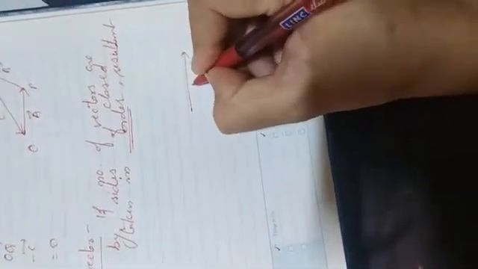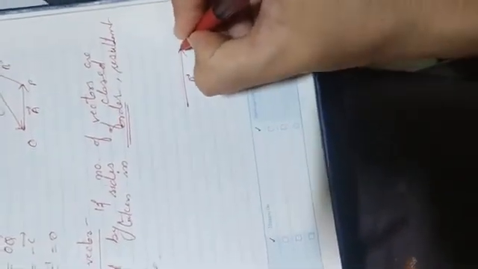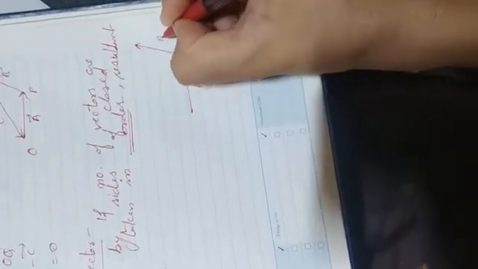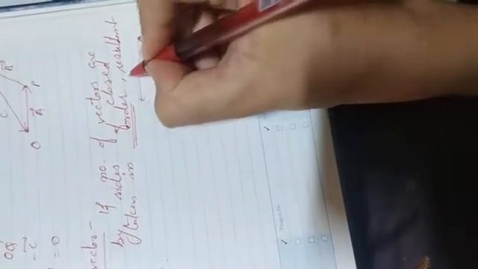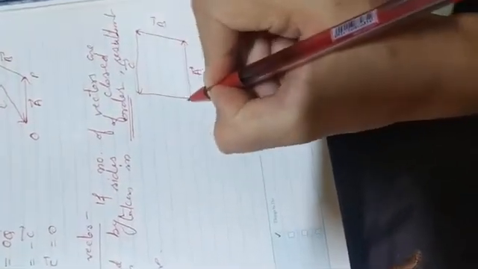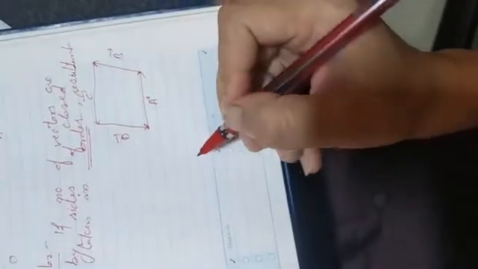There is one vector, A vector, another vector B, and a third vector C, and D also in the same order, D vector. Like this we are taking all four vectors. Then the resultant of all vectors will be equal to 0.